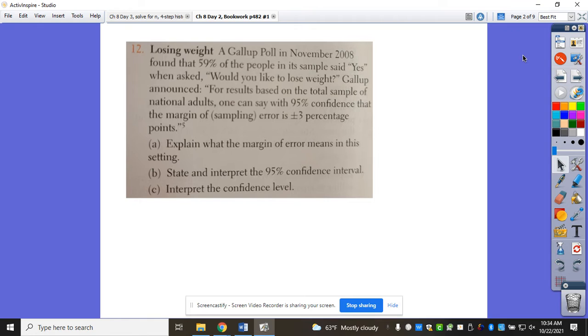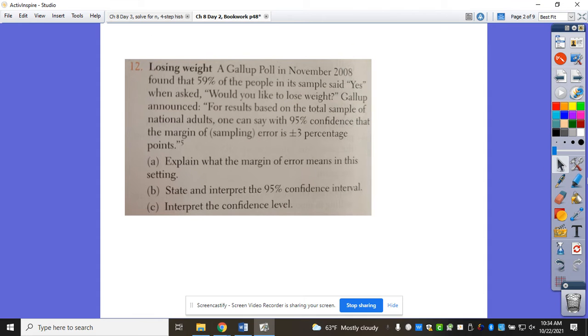A Gallup poll in November 2008 found 59% of people in the sample said yes when asked, would you like to lose weight? This is our what? 59% is our what? P hat, which is our what words? What's the dot in the middle? Point estimate. What is our population?